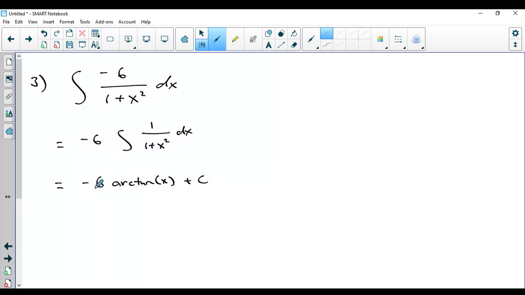So again, a family of functions differing by a constant such that if I took the derivative of this, I would just get -6 over 1 plus x squared. Remember, just a little reminder, the derivative of arctan of x is just 1 over 1 plus x squared.